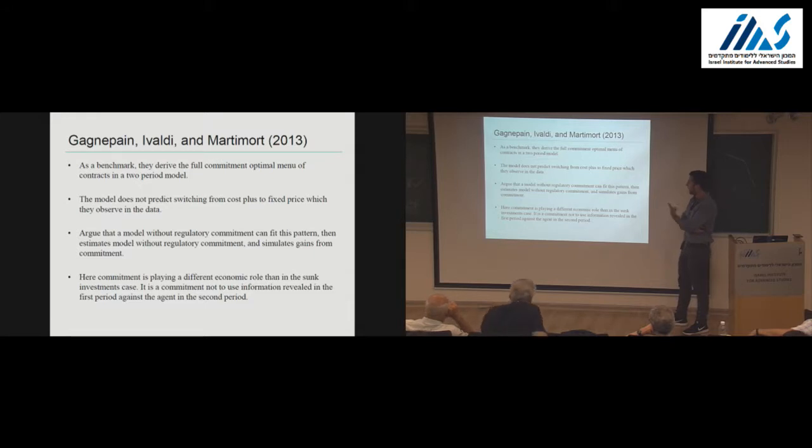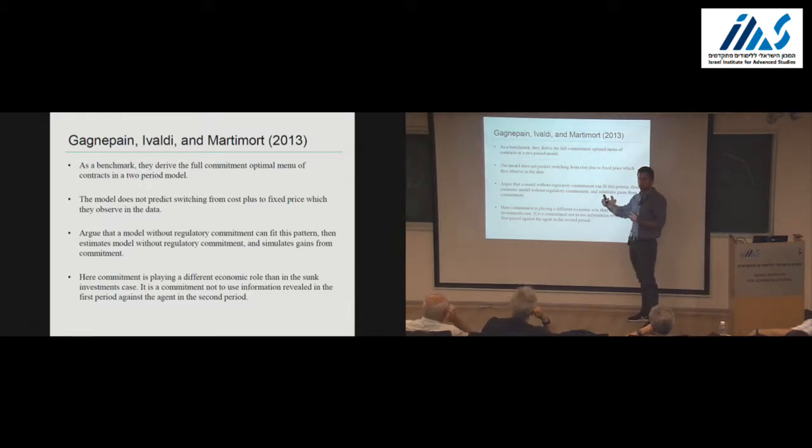Theoretically, what they find is that the full commitment optimal menu is a fixed price contract in both periods. They don't see that in the data. They see some switching of contract type from cost plus to fixed price. So they're going to say that commitment's not what's going on in the data. In the data, there's a commitment problem, because if there weren't, we'd see just fixed price every period, no switching.